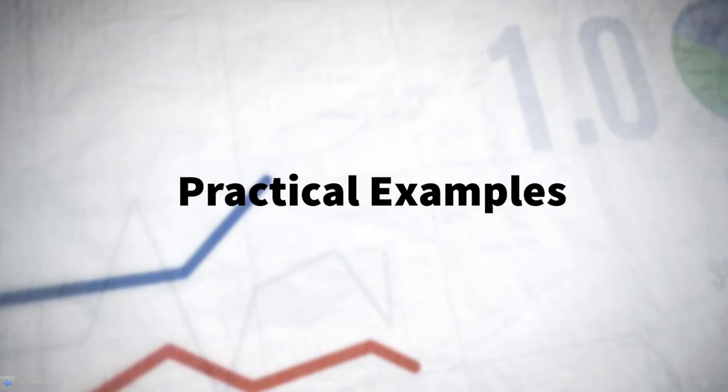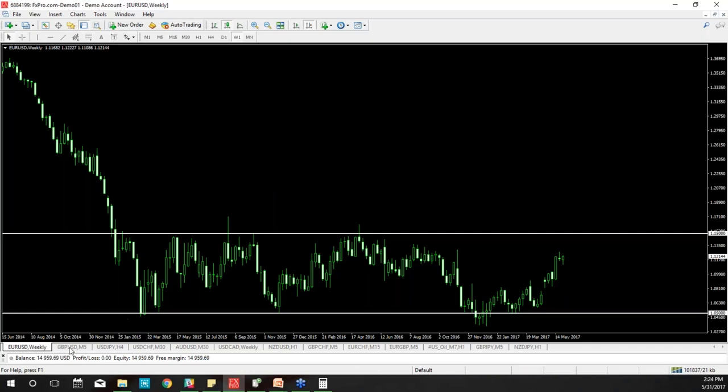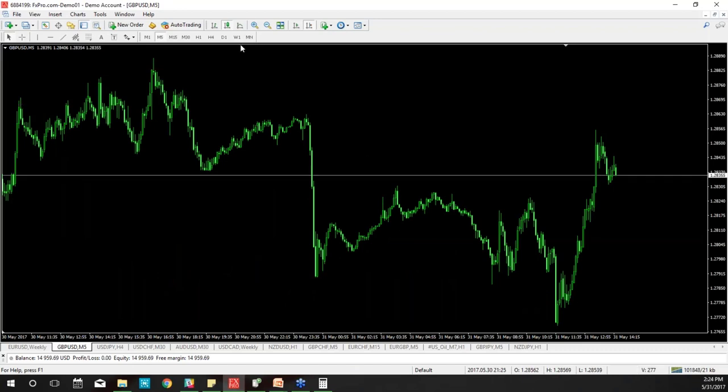And now I will give you some examples with recent fundamental analysis events on the charts. And the first thing I'm going to start with is the British pound American dollar chart. Why am I using this chart? What important thing did happen in the UK during the last year?